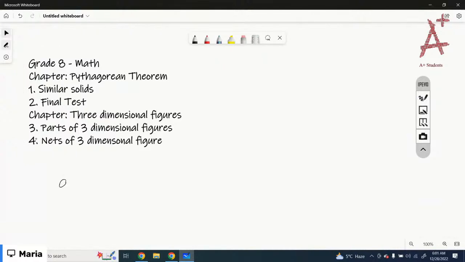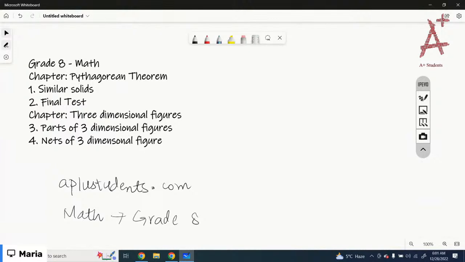You can find all the lessons on aplusstudents.com. You have to log in there using your email address and password provided by the administrator. Then you have to select math from the subject tab, scroll down to grade 8 maths and click on view all lessons. There you can find the list of the chapters. So we're going to start with the chapter Pythagorean theorem.